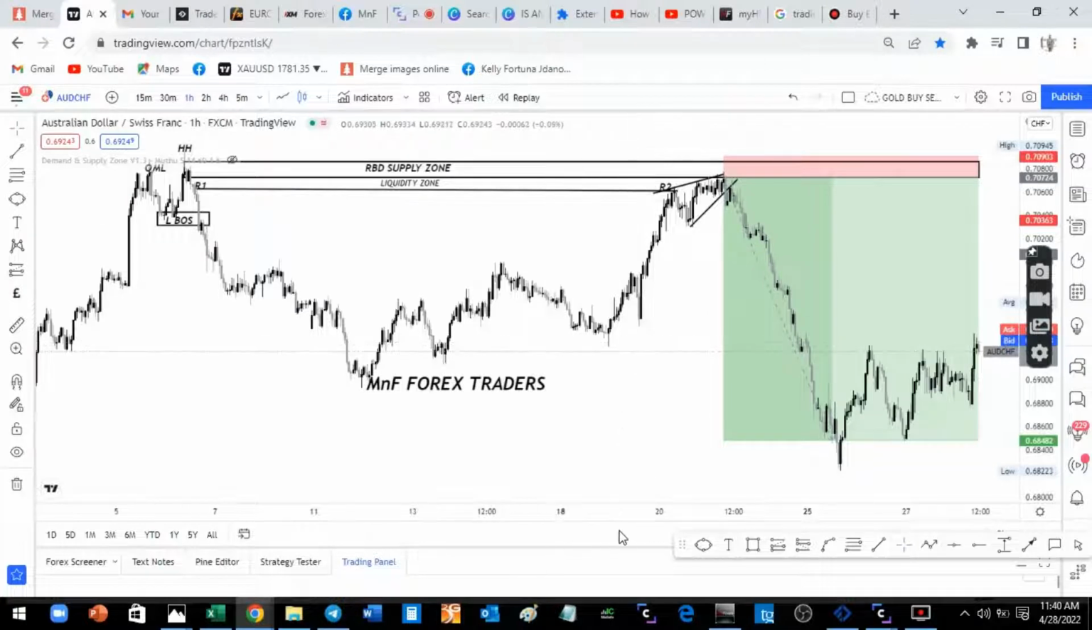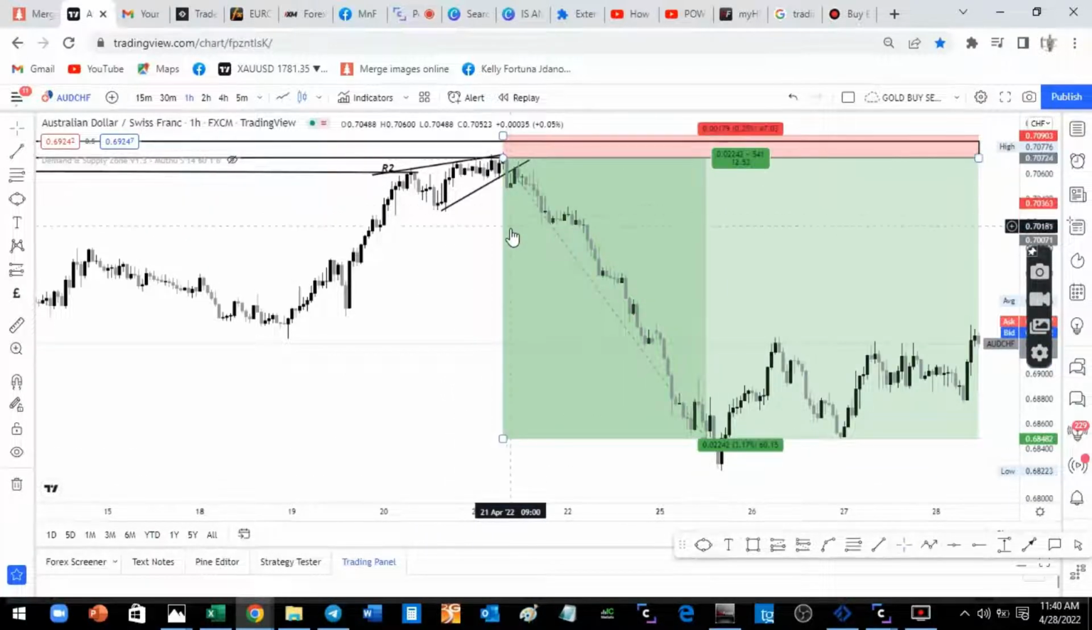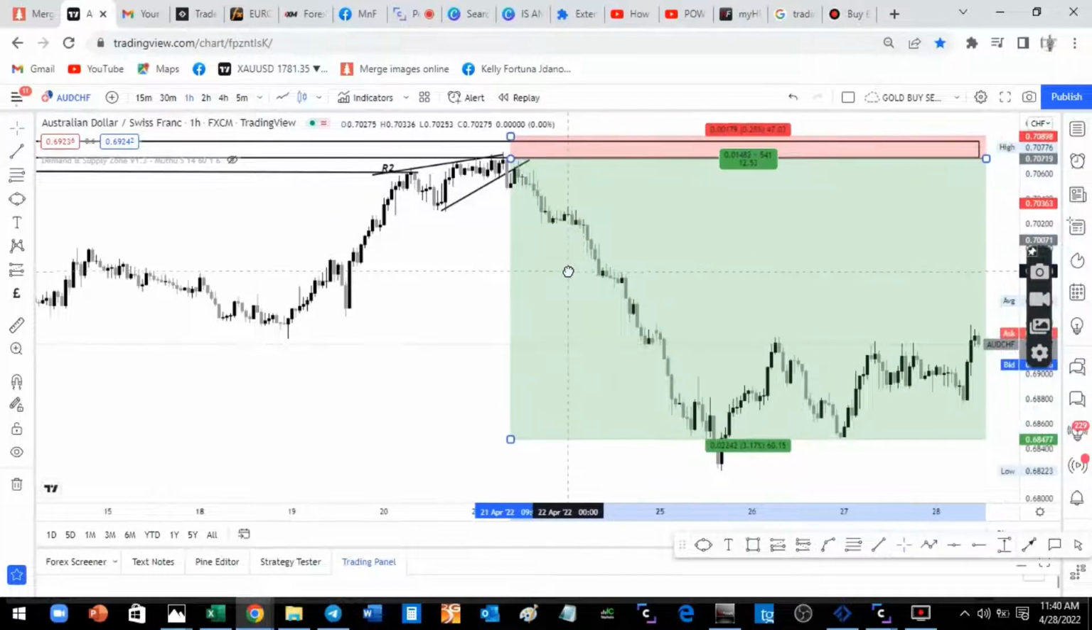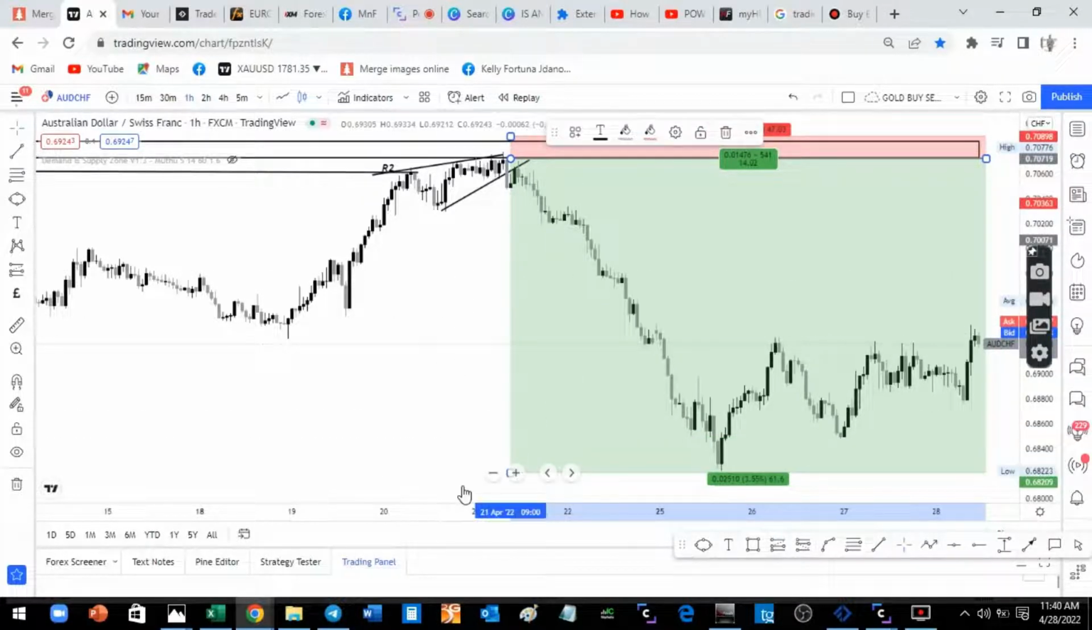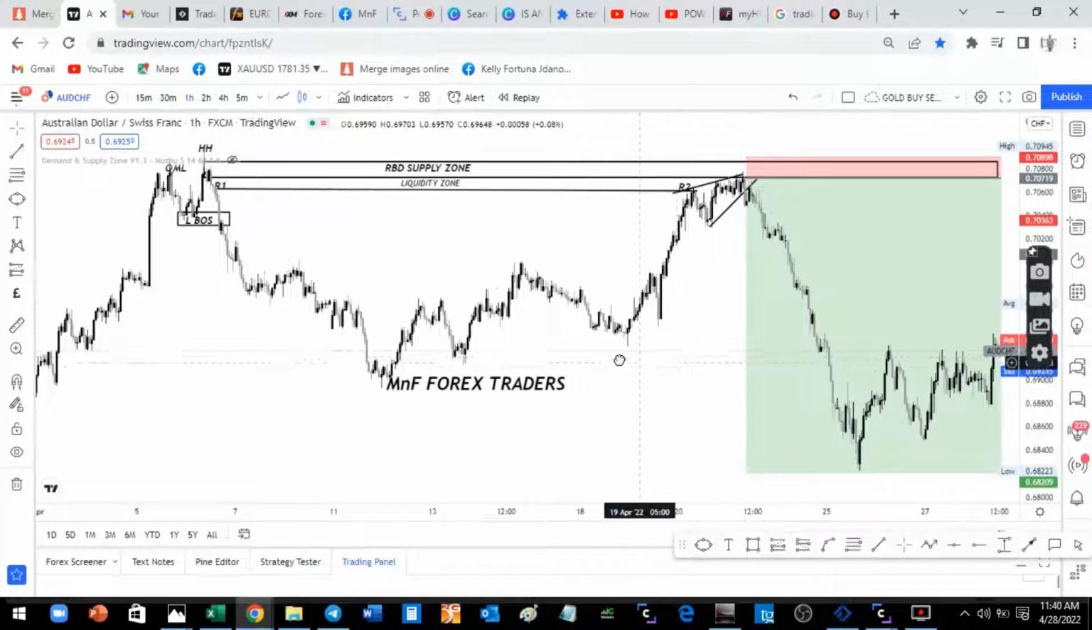compressing. After that, we had the market pushing really hard to the downside, breaking that level right there, breaking this rising wedge, and then going back to retrace, and then we dropped beautifully about 250 pips, guys. This market dropped about 250 pips.